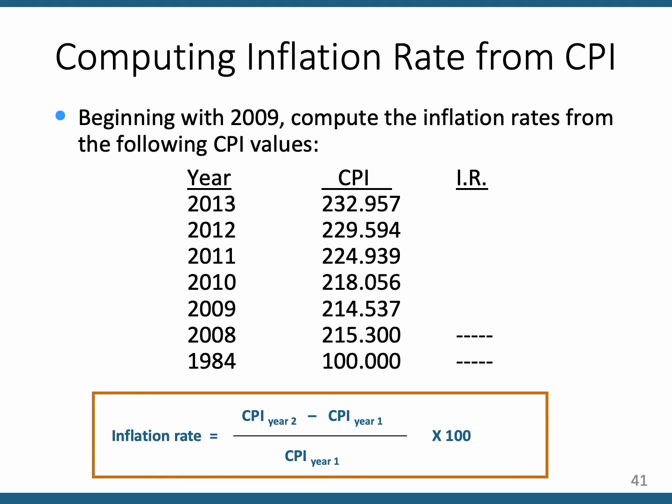So then the inflation rate in 2013 would be 232.957 minus 229.594 divided by 229.594. That would tell you all of the inflation that happened during 2013, and therefore that would be the inflation rate for 2013. So let's see if you can compute these inflation rates, and a few of them are worked out for you on the following slides.